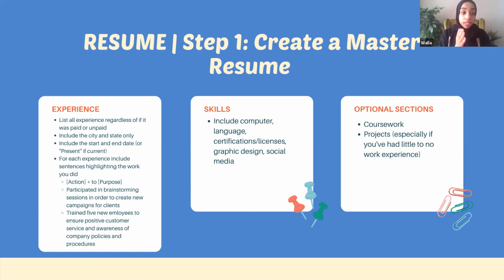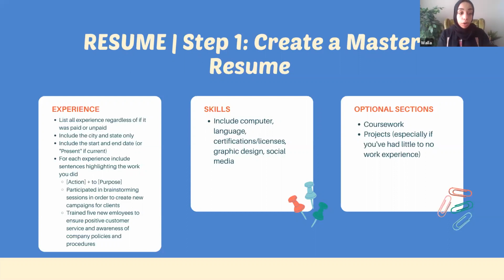You'll want to include the city and state only. And you'll include the start date and your end date. And that, again, will be the month and the year. If it's current, you'll just put present. Depending on the amount of information, you also may want to actually divide the sections. So if you have a ton of work experience and then a ton of volunteer experience, you can make those 2 separate sections as well.